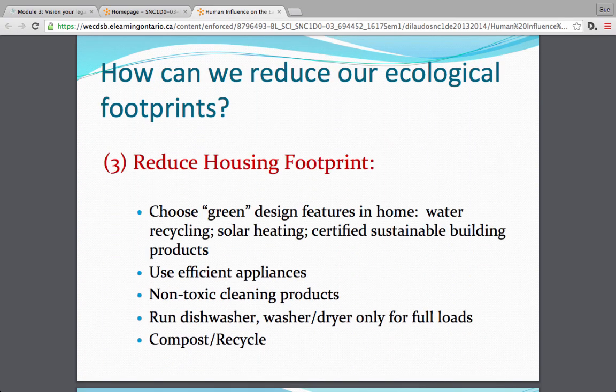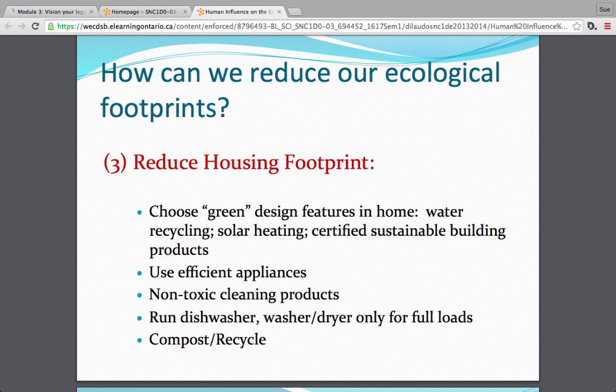We can look at our housing and ways that we can improve the ecological friendliness of our housing choices. So where we can use green design features, we can recycle water, we can consider solar heating panels, we can use certified sustainable building products. For example, if you're replacing flooring, a choice of something like bamboo, which is a very rapidly grown crop. It's easy to replace, it grows back very quickly. That's considered a sustainable building product.